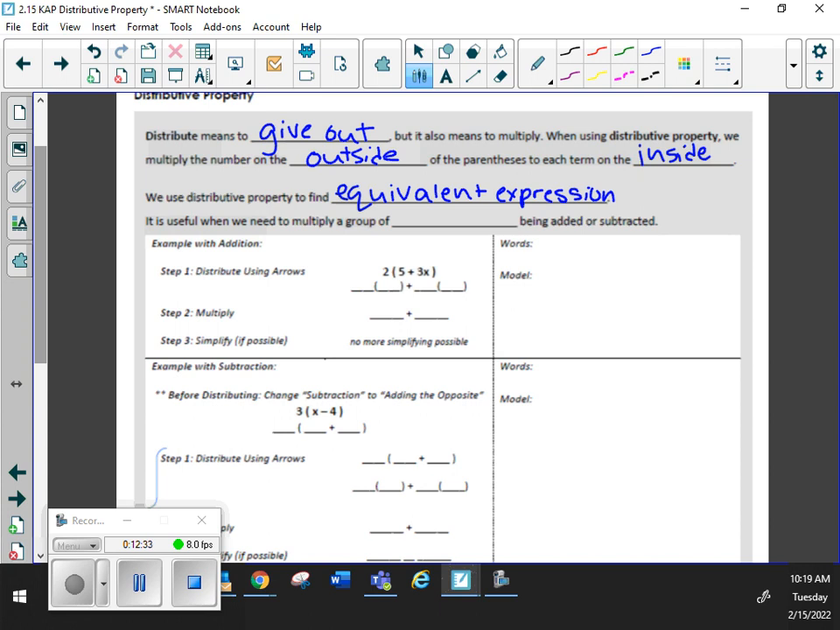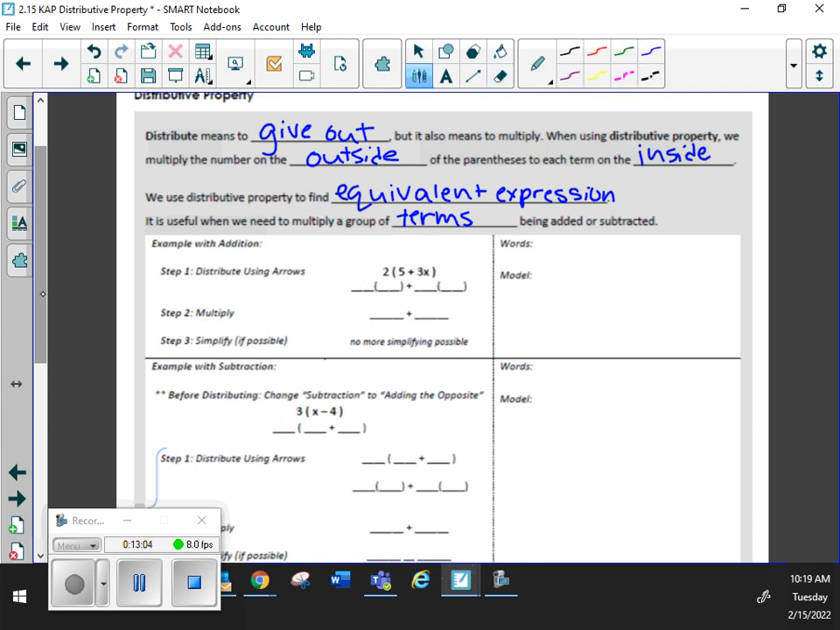Distributive we specifically use when we need to multiply a group of terms, a group of terms being added or subtracted. So again, if you ever see a number right outside two things, like on this first example, whenever you see something like this, it's probably going to go off in your head that you need to distribute. Okay? So, looking at that, again, this is more of a math example where you won't see popcorns or M&Ms.